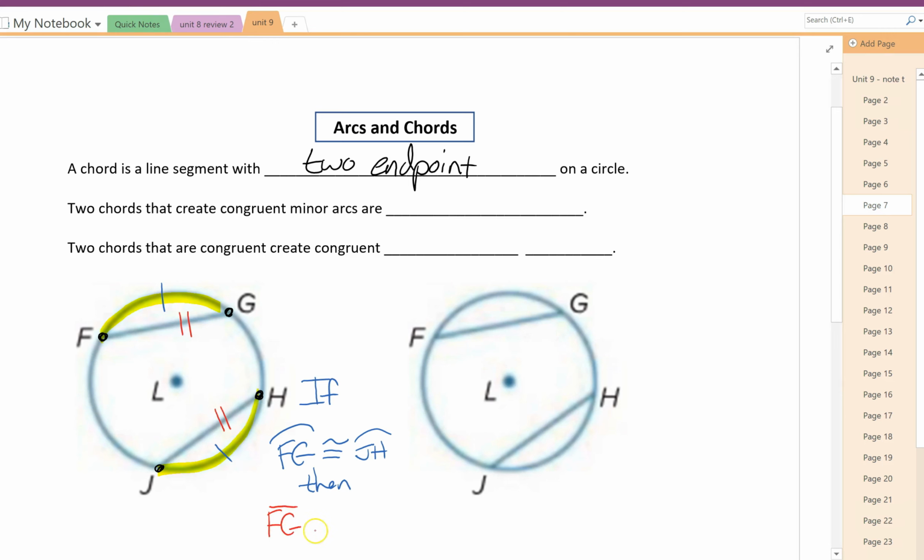And that sort of makes sense, right? If FG is 9, then JH would also be 9. Okay, so that's one way this works. So two chords that create congruent minor arcs are themselves congruent.